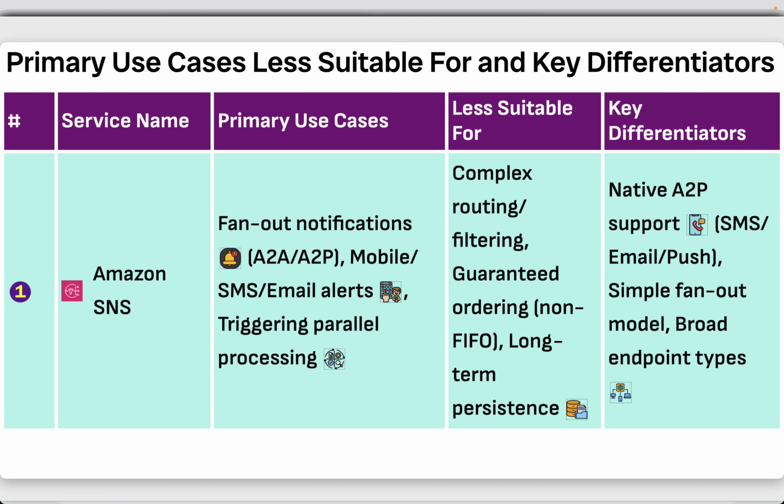So SNS is ideal for fan-out notification, application to application, A2P (application to person), mobile SMS, email alerts, and triggering parallel processes. It is less suitable for complex routing, filtering, or durable work queues. Key differentiators are native A2P support, simple fan-out model, and broad endpoint types.